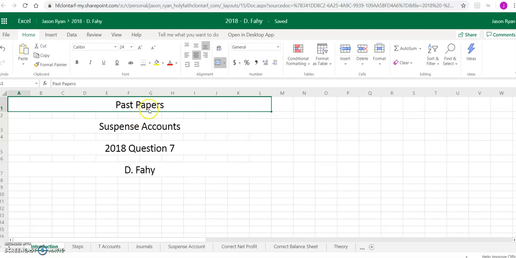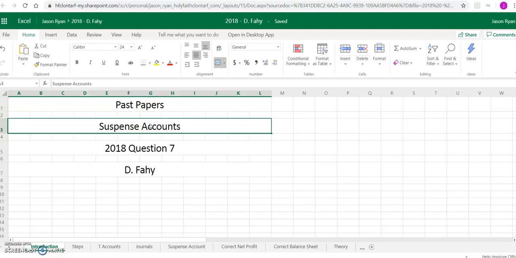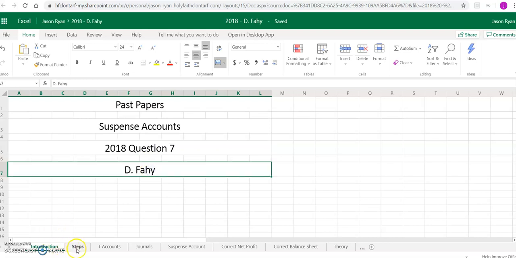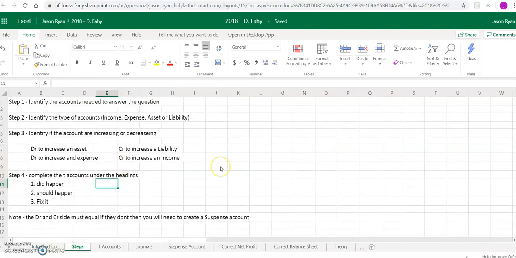Okay, so let's have a look at the past paper for suspense accounts, 2018 question 7, and it's P5. Before we start, just a couple of steps that you use while answering the suspense question. Step number 1 is, from the question, identify the accounts needed to answer the question. Step number 2, identify the type of account that it is, whether it's an income, expense, an asset, or liability.